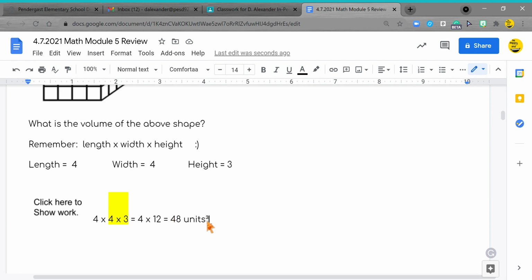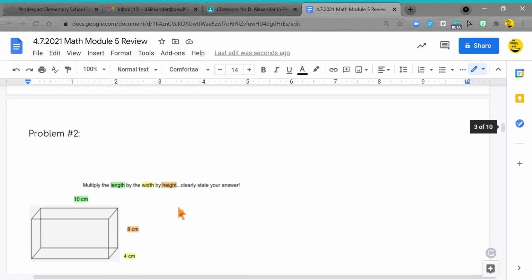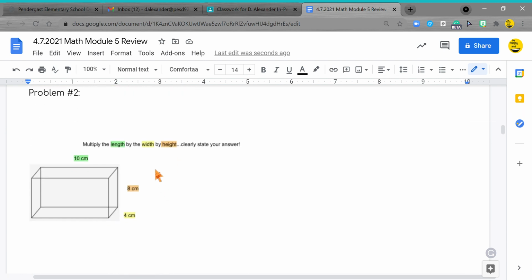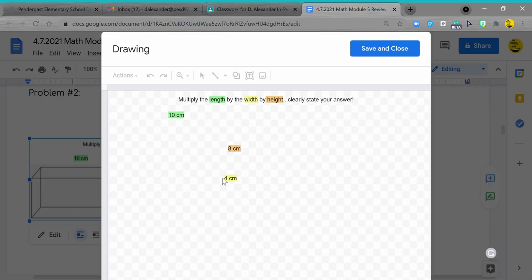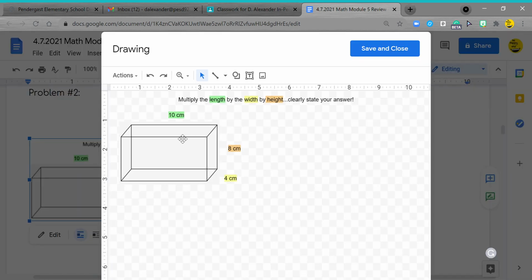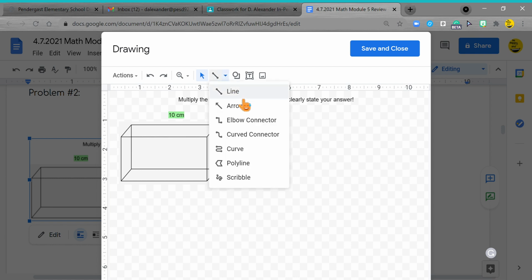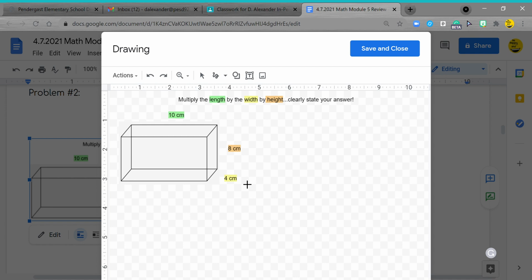So let's go on to my next problem. The next problem is to solve the volume of this without cubes. We're doing cubes, but we're not using the actual unit cubes. We're just using centimeters. So I'm going to go to scribble, you guys, and in my scribble right here, I'm going to go 10 times 8 times 4. I'm going to underline this one because I want to do that one first. So I'm going to go 10 times 8 times 4 is 32.